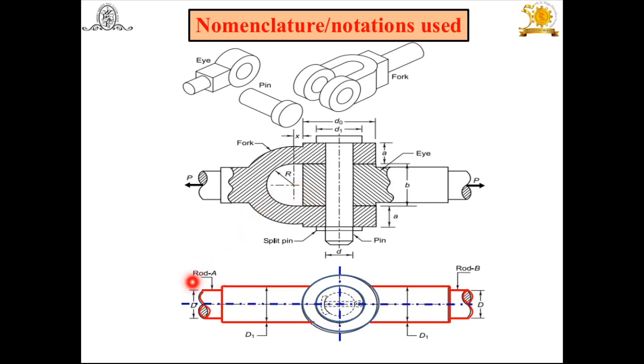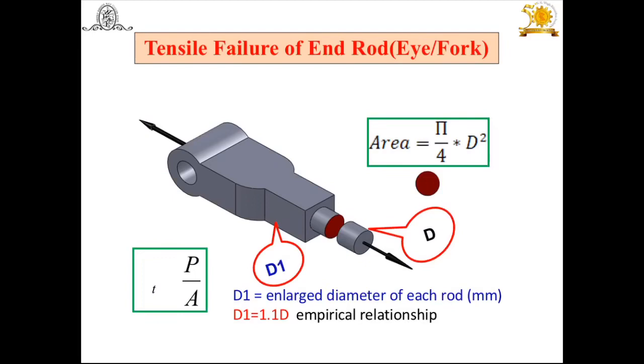Again here, as per the nomenclature, once more I would like to revise. This is capital D, the end rod diameter of the fork and of the eye. That means the capital D end rod diameters are the same for the fork as well as the eye. Then the enlarged diameter of the fork and the enlarged diameter of the eye are also the same, that is capital D1. Then the pin diameter is again small d, the pin head diameter is small d1, and the outer diameter of the eye as well as the fork is do. Then the thickness of the eye is small b, and the thickness of the fork is b. This nomenclature we are going to use in our design.